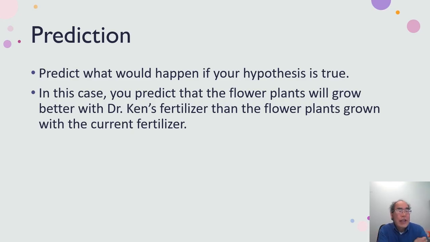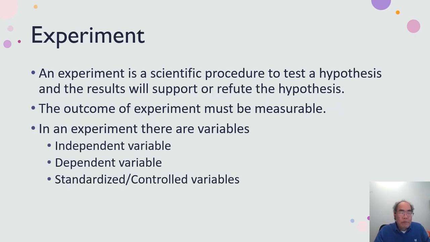Okay, so next we make a prediction. A prediction would be what we expect to happen if the hypothesis is true. In this case, we predict that the flower plants will grow better with Dr. Ken's fertilizer than the flower plants grown with the current fertilizer. Okay. Next, we have to set up an experiment. An experiment is a scientific procedure to test a hypothesis, and the results will either support or refute the hypothesis.